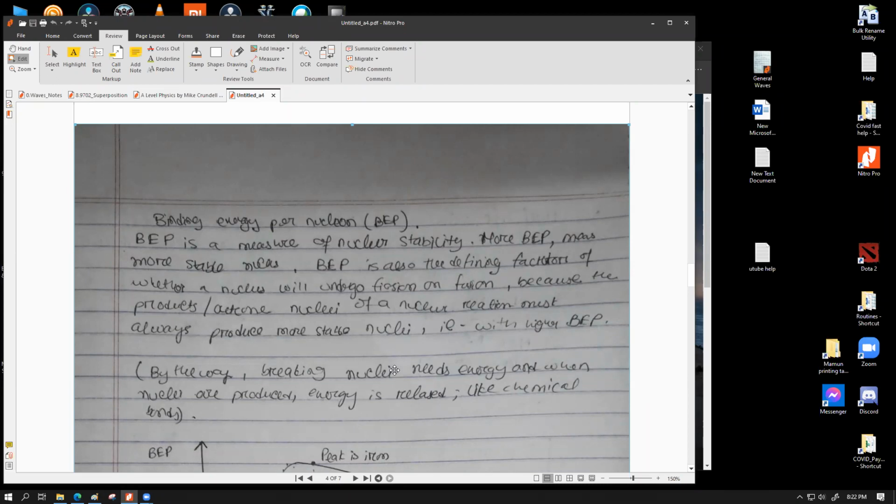BP is also the defining factor whether a nucleus will undergo fission or fusion. Fission means breakdown, fusion means merging. So don't mess these two words up. And it's very important not to mess up their spellings whenever you are writing question answers regarding radioactivity. This is a very important and weird type of spelling mistake that students can make, writing fusion in place of fission or vice versa.